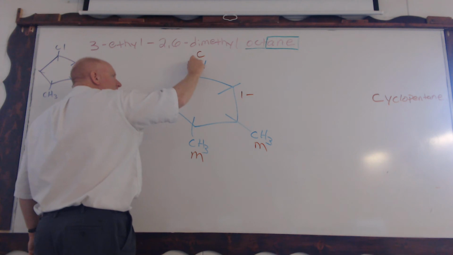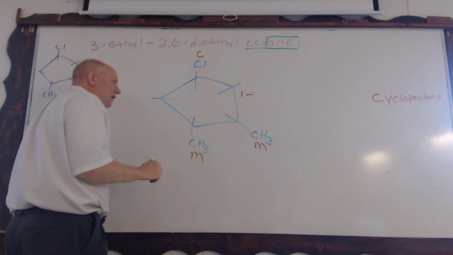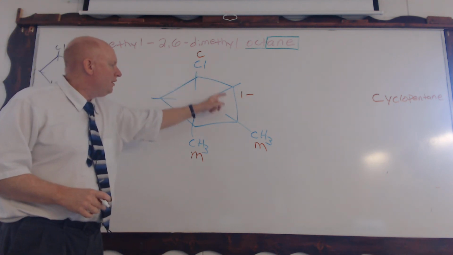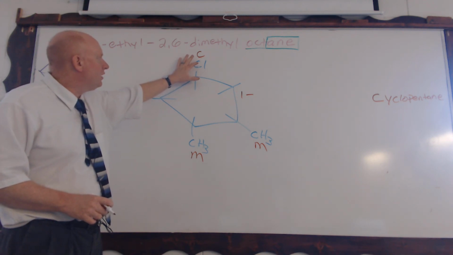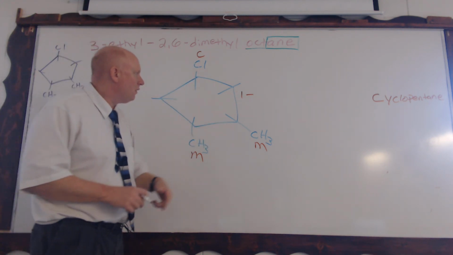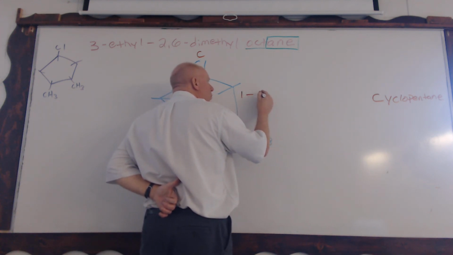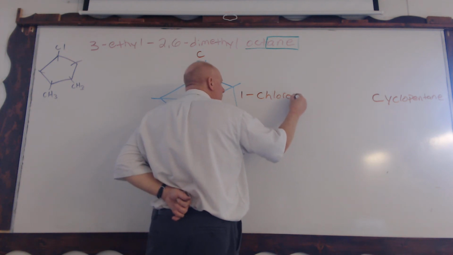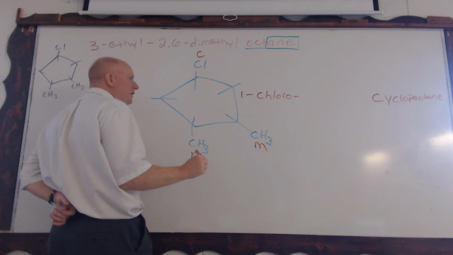Is that clockwise or counterclockwise? In this case, it doesn't matter, because if we go clockwise, we've got 1, 3, and 4, or if we go counterclockwise, we've also got 1, 3, and 4. So dashes separate numbers and words: 1 dash chloro dash 3, 4. Commas separate numbers.